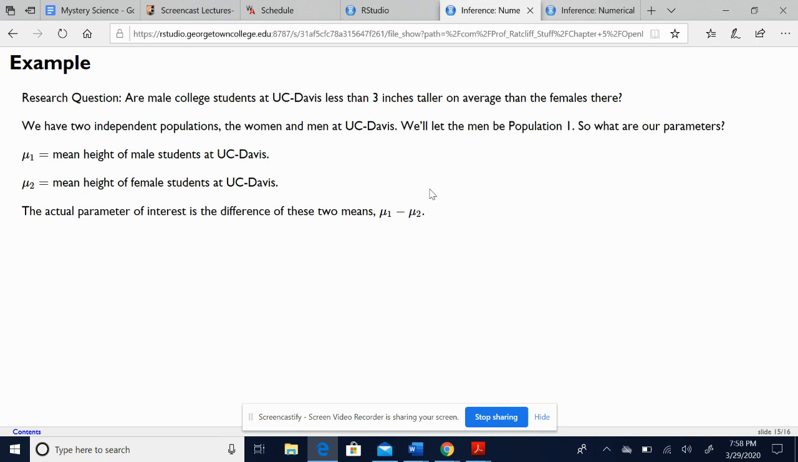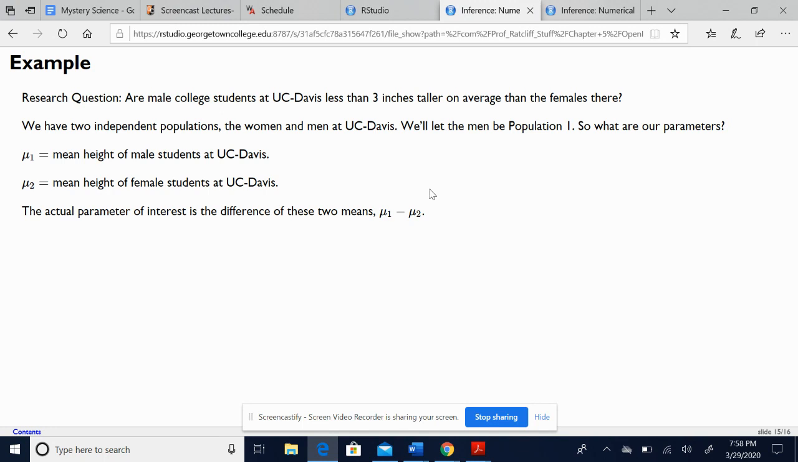Remember in the mu diff scenario, we got two pieces of information from the same group. We were interested in the difference in them. For one person, we wanted to know both movies and sporting events, and we were interested if there was a difference there. This situation is a little bit different. This research question says, are male college students at UC Davis less than 3 inches taller on average than females there? Here we've got two individual populations. We've got women and we've got men.